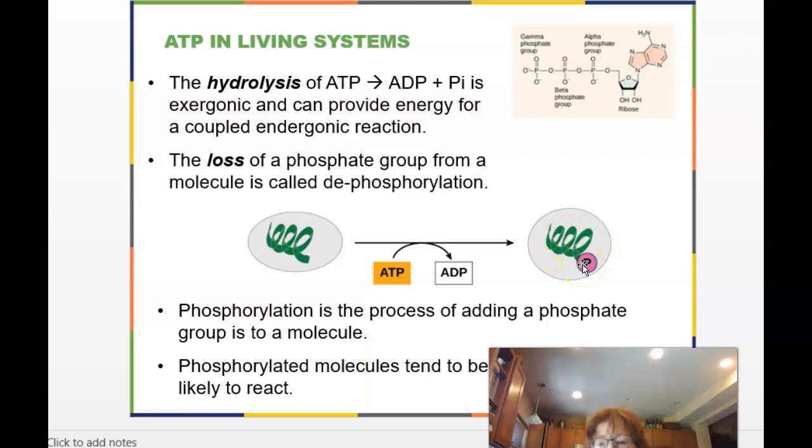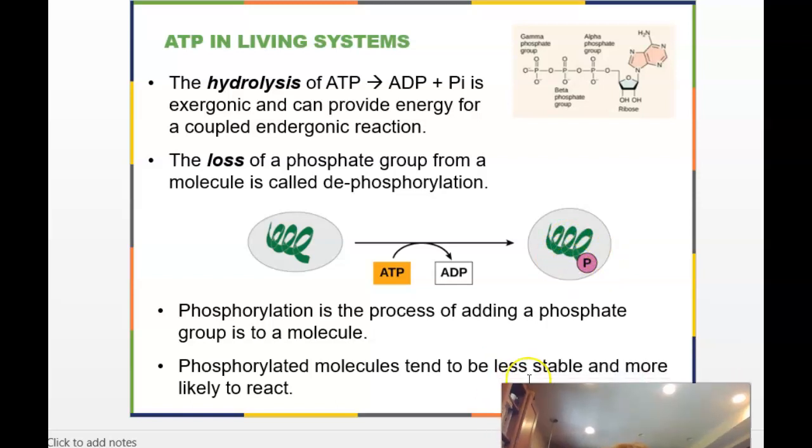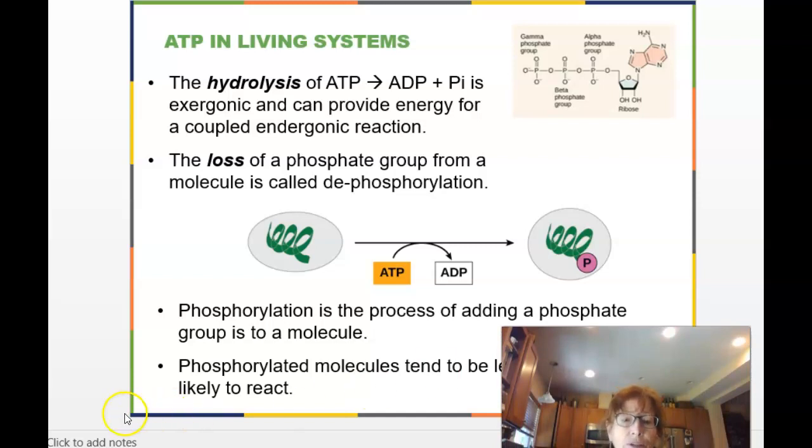And remember, in the last section, we said sometimes this is a way of activating enzymes too. Now, phosphorylated molecules tend to be less stable, and therefore they're going to be more likely to react. So it's kind of putting them in a much more unstable position that way, and that's what we're trying to do in certain cases.